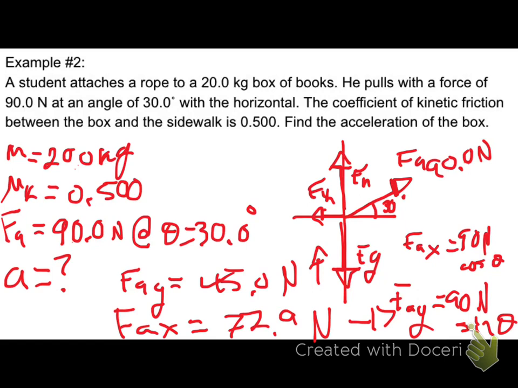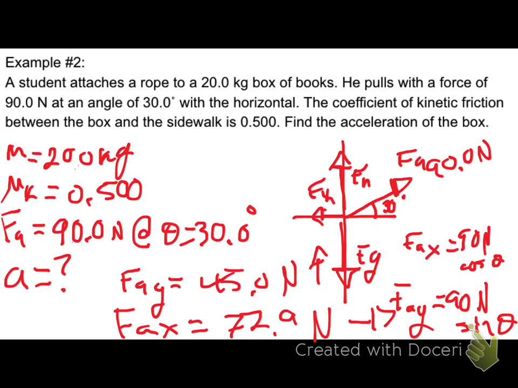Now, the next step is we're going to solve for the normal force. Normally, normal force is equal in magnitude to the force of gravity. But we know that there are, on the y-axis, the force of gravity down, the normal force up, and some applied force in the up direction as well, which is going to change our normal force because it's going to alleviate some of that force of gravity.